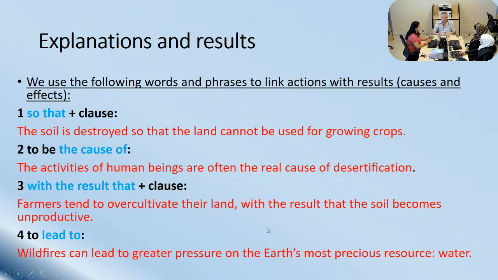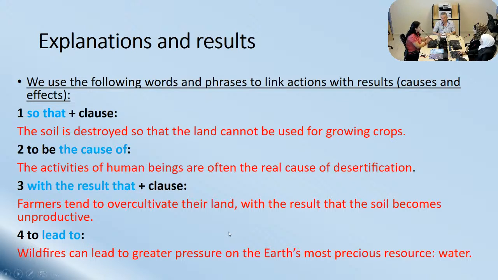We'll continue with explanation and results. So that the soil is destroyed. These are examples to show the meaning of "so that". It is followed again with a clause. The soil is destroyed so that the land cannot be used for growing crops.